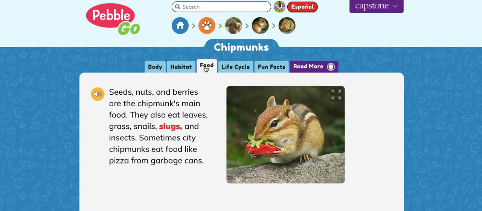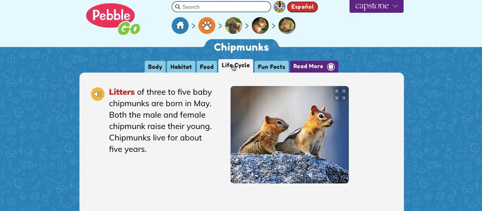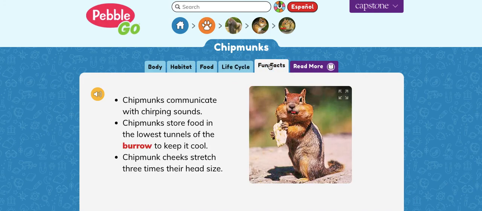Here is the Food tab, and just what you'd expect, it tells you what a chipmunk eats. Here is the Life Cycle tab, and just what you'd expect again, it tells you how chipmunks have more chipmunks. And Fun Facts. These are some interesting facts about chipmunks.